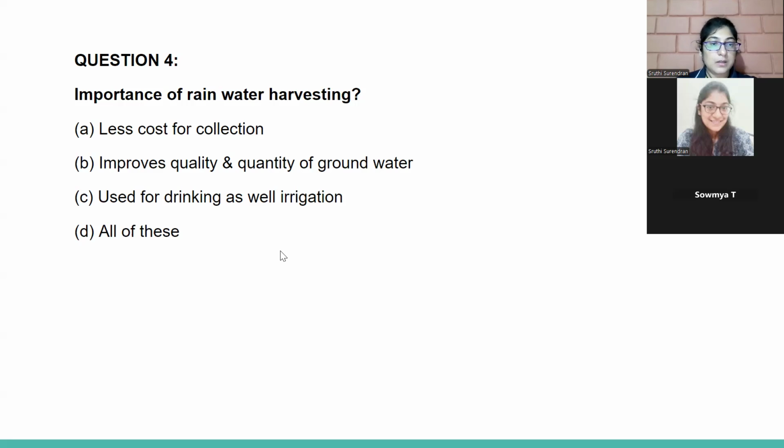Okay. So all of these. The cost of collection is less, like we had gone through some rainwater harvesting techniques. The methods used for collecting this water were not very sophisticated, simple techniques. So that is one reason. Again, quality and quantity of groundwater: all of this collected water can be used to replenish groundwater as well. It can be used for a variety of purposes, ranging from domestic to commercial to irrigation, etc. So rainwater harvesting is thus important for a lot of these.